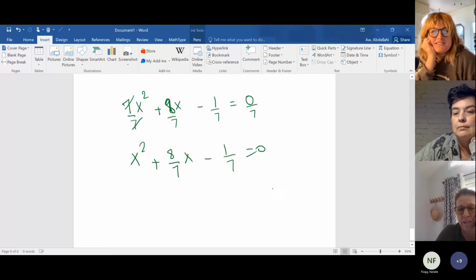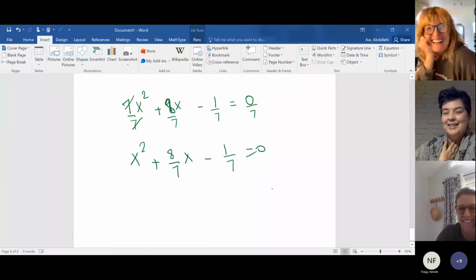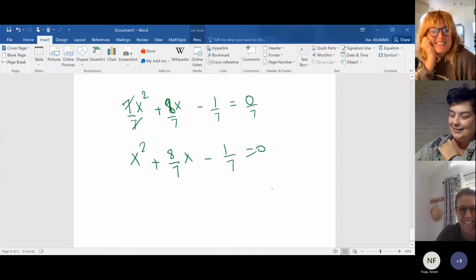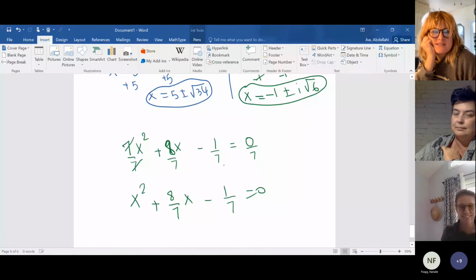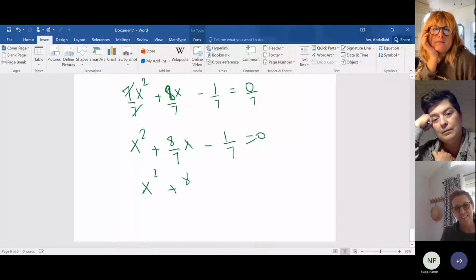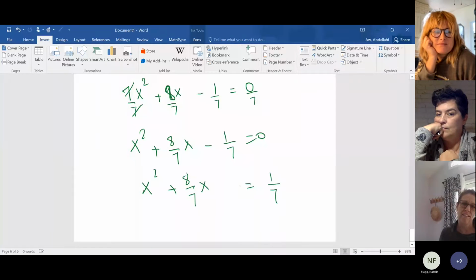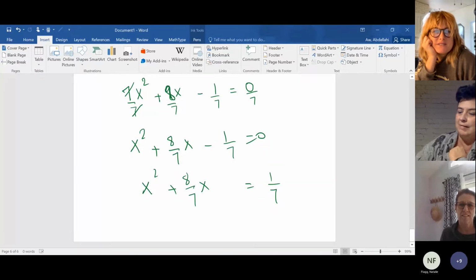And then what was simple becomes a little bit harder. What was simple is to figure out what number to add. You see, here the number to add is 25, and here the number to add is 1, no hesitation. But now, if I say x squared plus 8 over 7x equals 1 over 7, and ask what number to add, you have to think of it as a fraction.